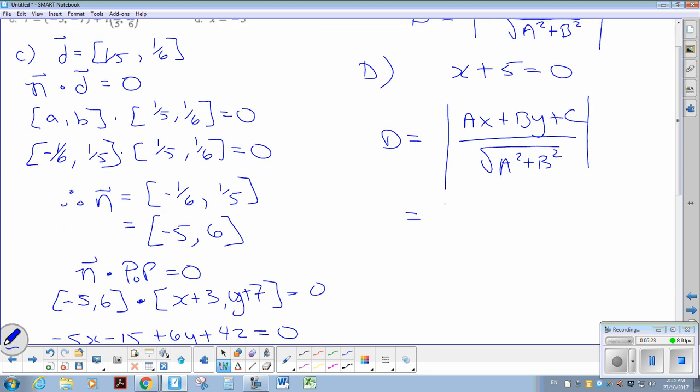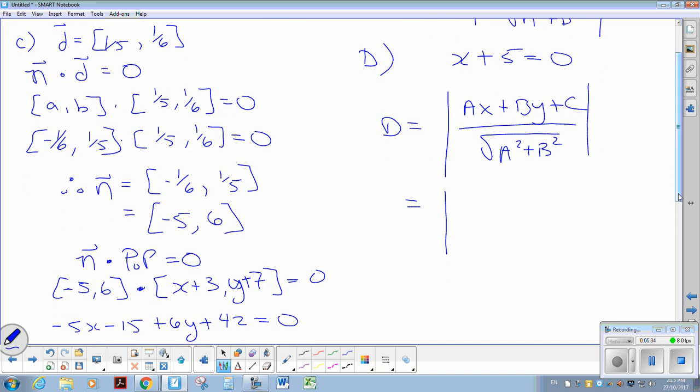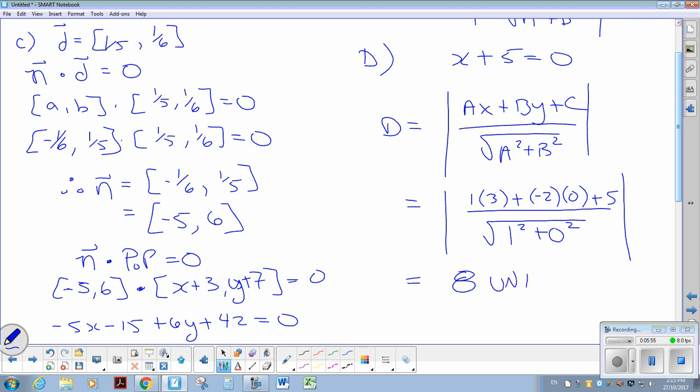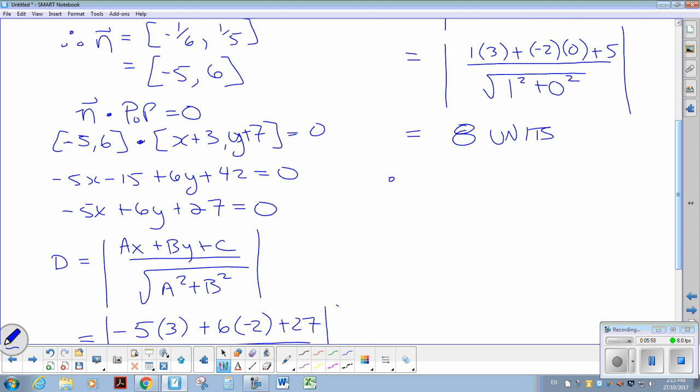We want standard form, so we need the x value. We're looking at the point (3, -2). Technically a is 1, times 3, plus b is 0 times -2, plus 5, divided by the square root of 1 squared plus 0 squared. So we end up with 3 plus 5 is 8 over 1, so it's 8 units. Therefore, the point is 8 units from the line.